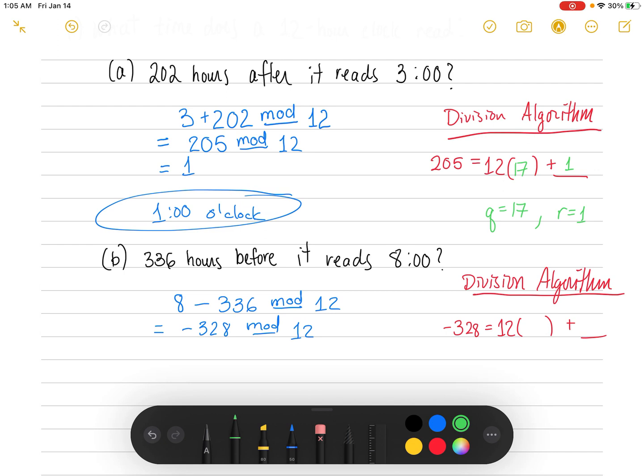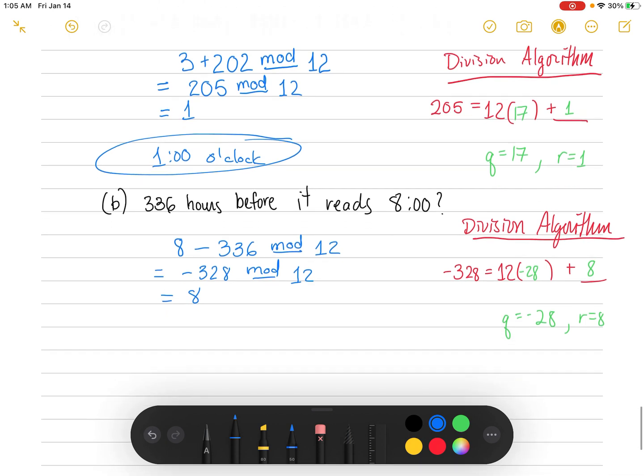So we're going to take negative 328 divided by 12. You get negative 27.3333. Remember, use the floor function, so you get negative 28 for your quotient. And your remainder R is negative 328 plus 12 times 28, and you get a remainder of 8. So the remainder is 8, so this is equal to 8. So 8 o'clock.